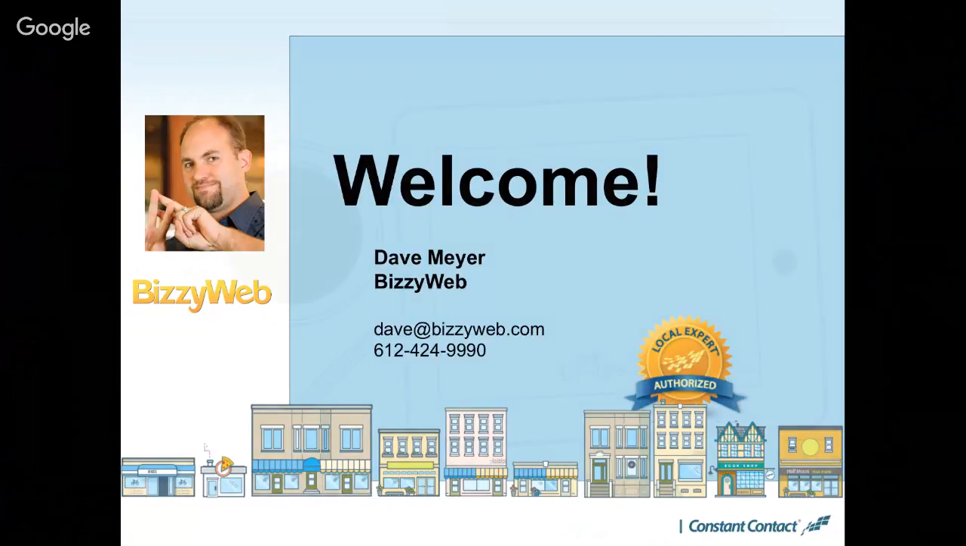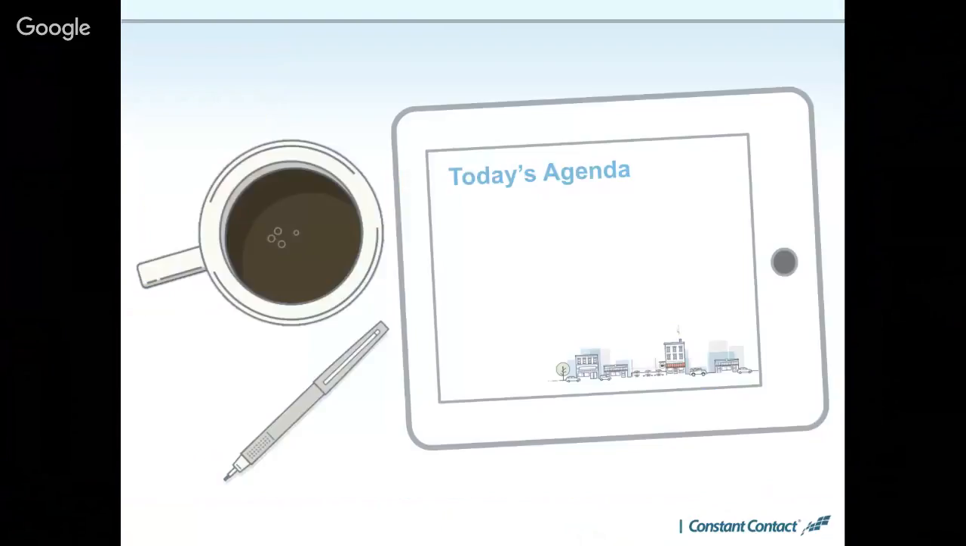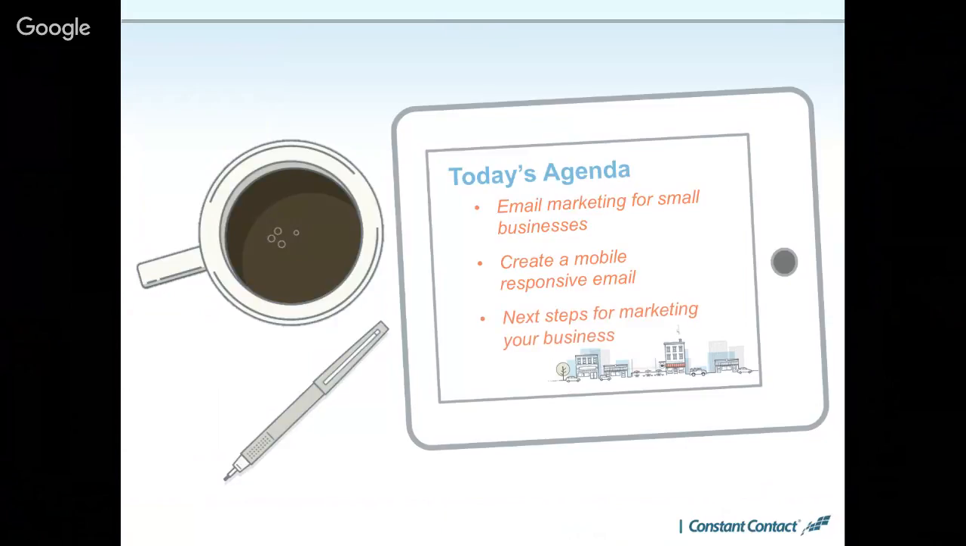All right. So what are we going to talk through today? Well, first and foremost, we're going to go through email marketing for small business. This is kind of a catch-up course on why email is important. Pretty straight to the point, going to get right to the meat of our content as quickly as possible, and that's going to be to create a mobile responsive email. When we get done creating that mobile responsive email, we'll go through a few final next steps for marketing your business. And then, of course, we'll open it up for any questions that you might have. This is going to be done in an hour today, so it's going to go fast.